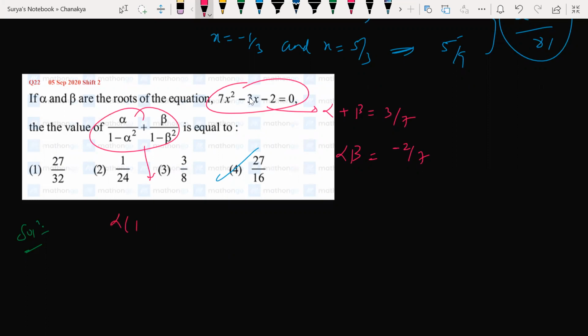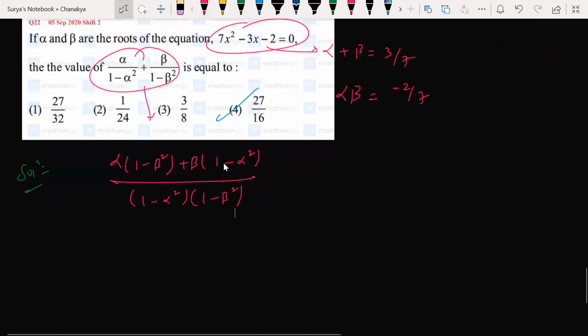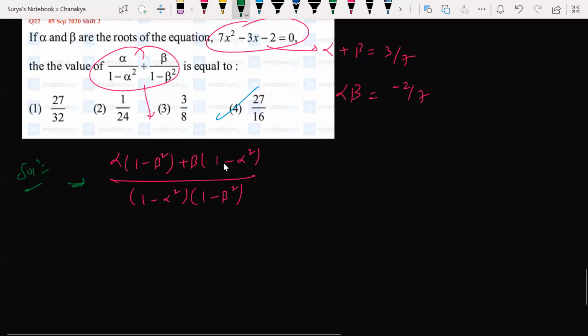Alpha into (1 minus beta square) plus beta into (1 minus alpha square), divided by (1 minus alpha square) into (1 minus beta square). Substitute this, beta. Tenth standard students will solve it. My tenth standard student definitely will solve that. 100% I challenge on this.